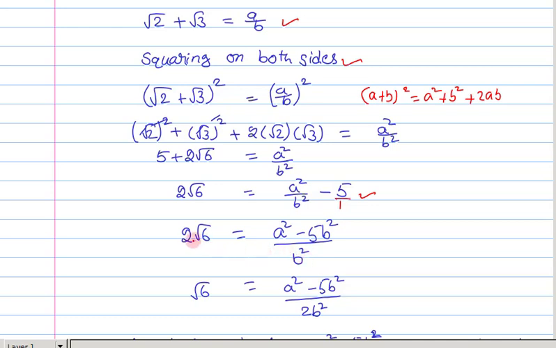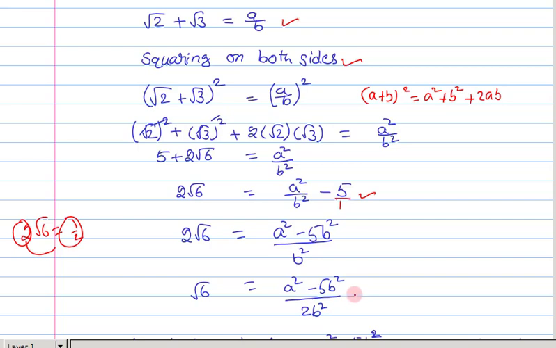And I am transporting this 2 to the other side, where it becomes a divisor. Why? Because here in 2 root 6, 2 is a multiplier. If you transport it to the other side of the equation, it becomes a divisor. So from the 2 root 6 I transported the 2 to the other side of the equation, and we get root 6 as (a square minus 5b square) by 2b square.